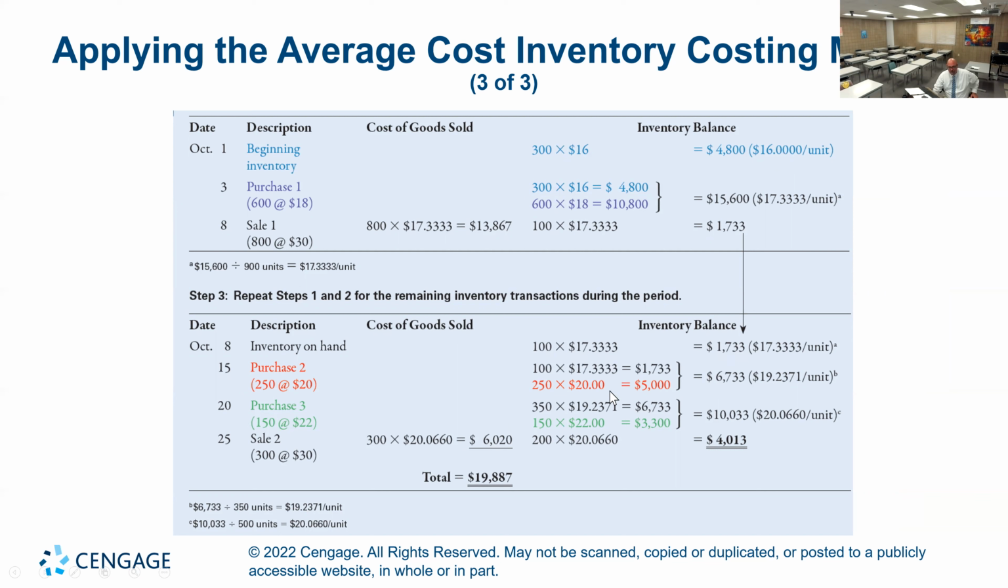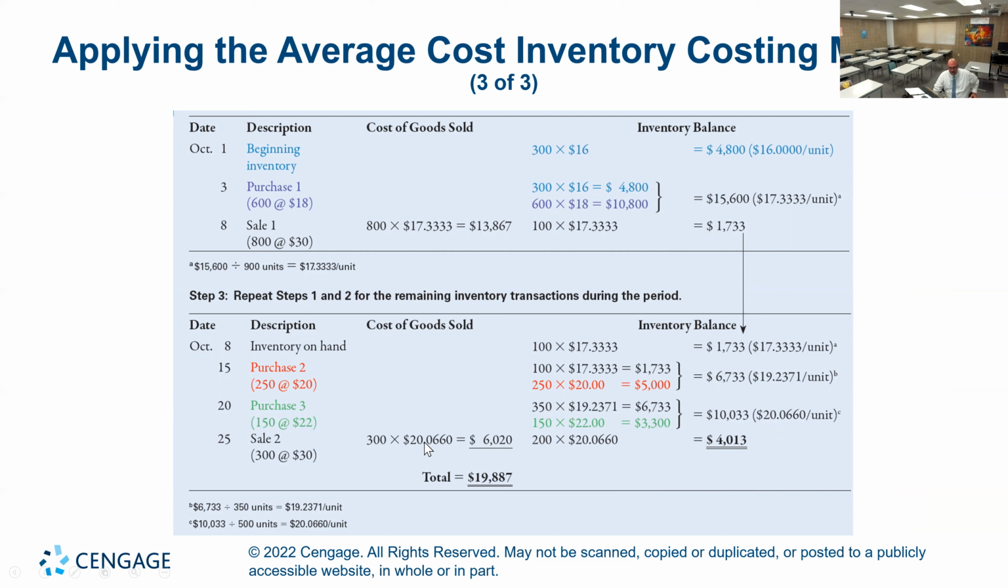Plus our purchase, 250 times 20, plus another purchase of 150 here. So it gets us a total of 10,033. And now we have a total of how many units available? We have 500 units available at 10,033, or 20.066 per unit.